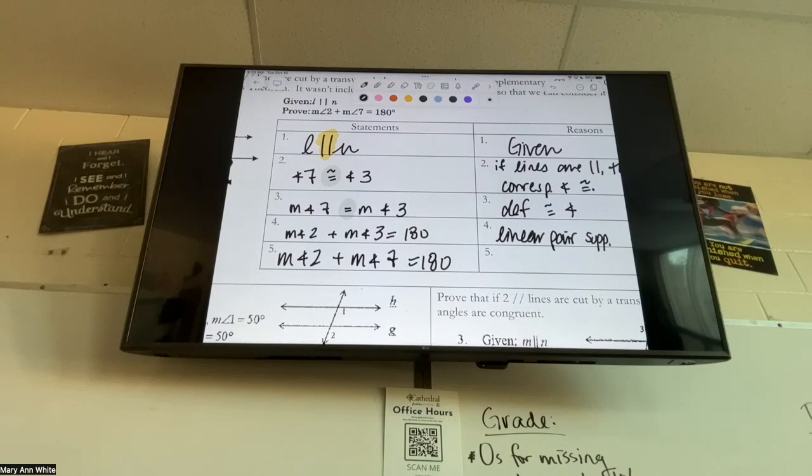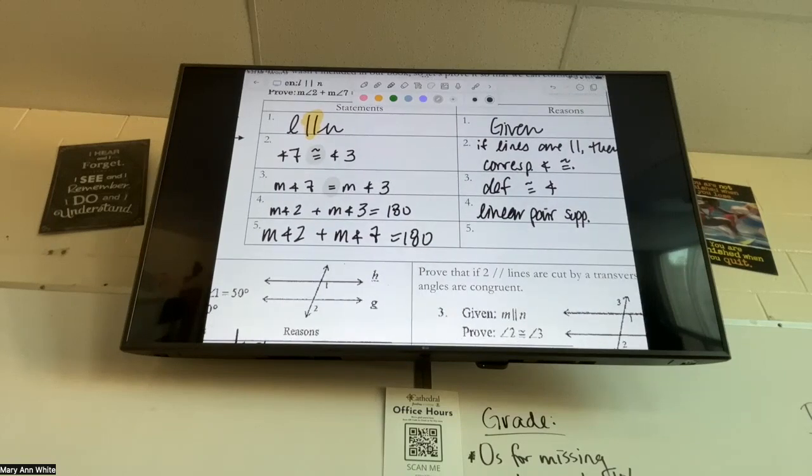And now we're on this very last step. Why on step 4 could I say measure of angle 2 plus measure of angle 3 equals 180? And then on step 5, I could say measure of angle 2 plus measure of angle 7 equals 180. What changed between line 3 and 4? Or 4 and 5, excuse me? What changed between line 4 and 5? Measure. One of the measures.